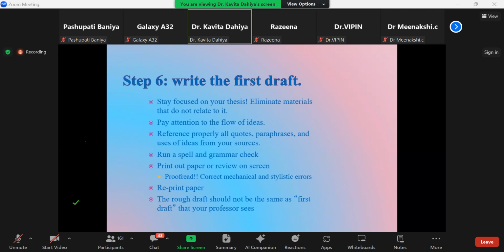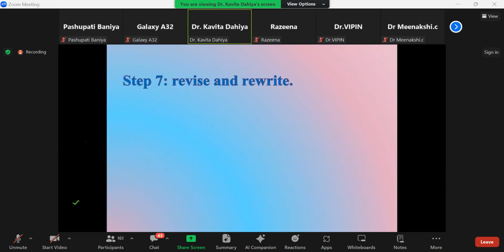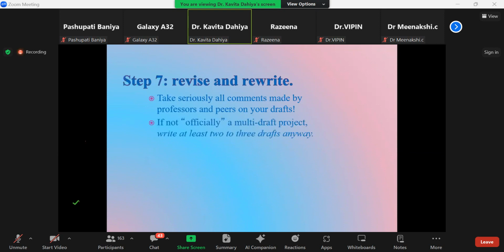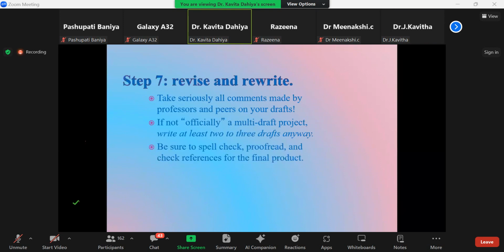You should not keep it the same as the first draft, because as I told you, there is always a possibility for changes. So you need to keep your mind open for the changes. Revise and rewrite. Take seriously all comments made by the professor or the peers related to your draft. After that, if required, do multiple drafts of the project. Write at least 2 to 3 drafts anyway, and be sure to spell check, proofread, as well as check the references carefully. After that, you do not need to turn in the research paper with handwritten corrections.